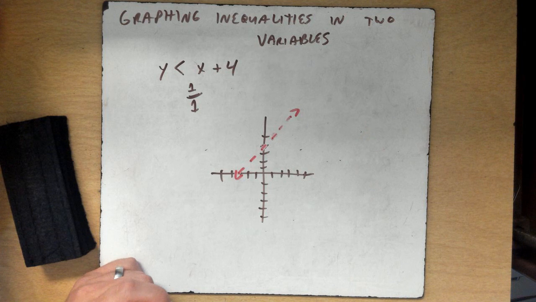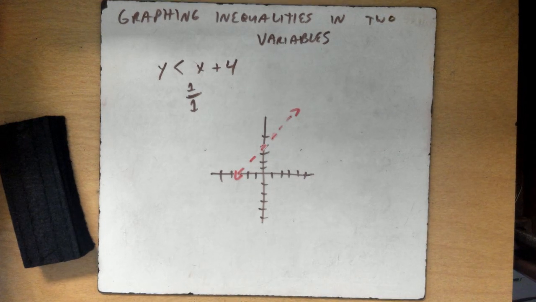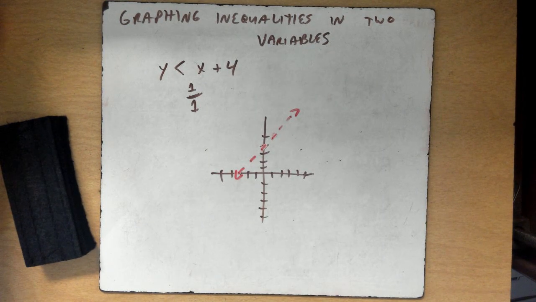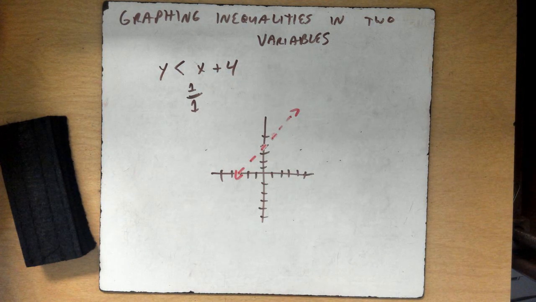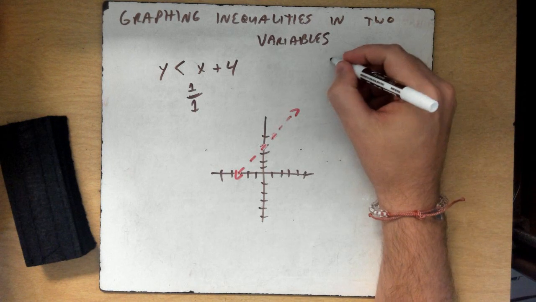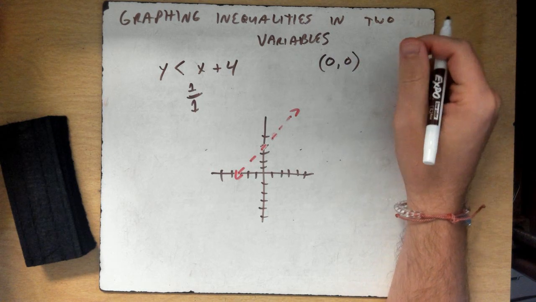Okay. Now, I need to shade. So I need to pick a point on the graph to plug into my equation here. The easiest point is 0, 0. Okay, so 0, 0.